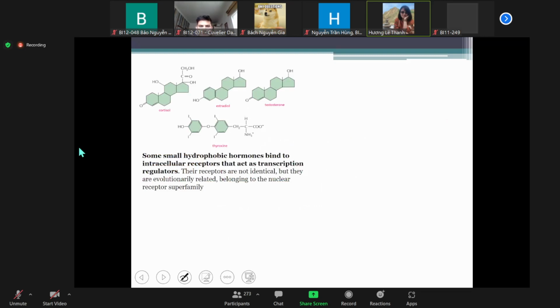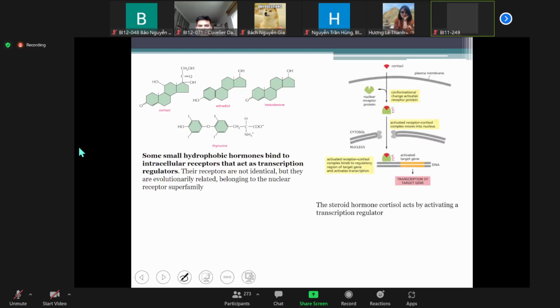So yeah, some small hydrophobic hormones combine with intracellular receptors, and they act as transcription regulators. They are not identical, but they are evolutionarily related and belong to the nuclear receptor subfamily. This is, for example, the cortisones. They can go directly inside through the plasma membrane. There are ligands that can go inside. They do not need to touch a receptor in the cell membrane.